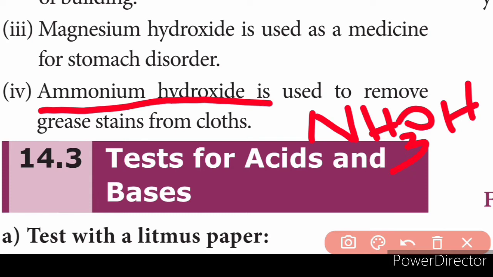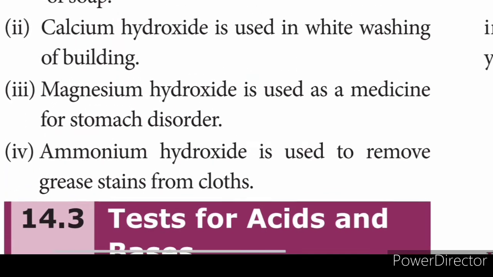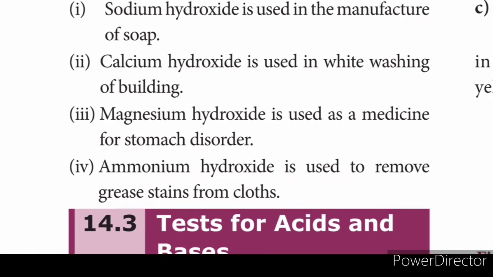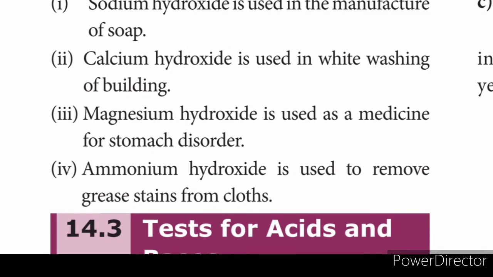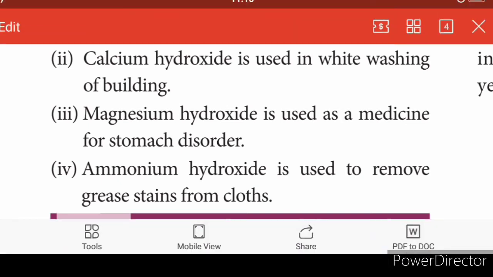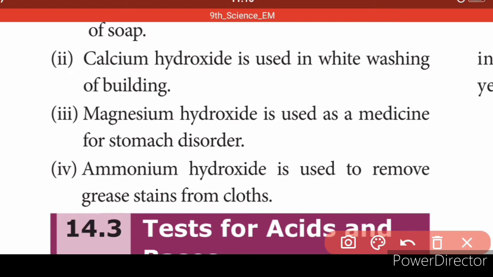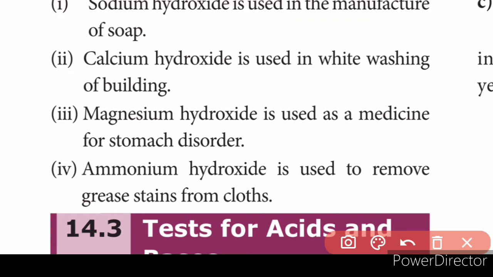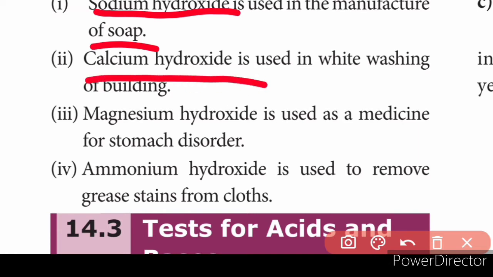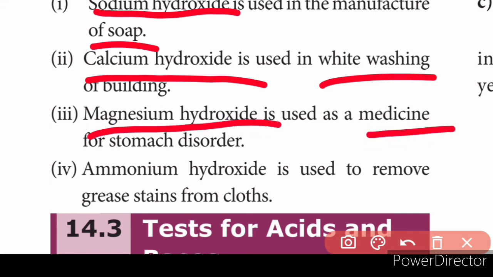So what are the uses? We have studied four uses. This is an important question, children. Brief answers, it may be asked in four mark questions, very simple only. You have to remember the names of these bases. Sodium hydroxide is used in the manufacture of soap. Calcium hydroxide is used in whitewashing. Magnesium hydroxide is used as a medicine. Ammonium hydroxide is used to remove grease stains from clothes.